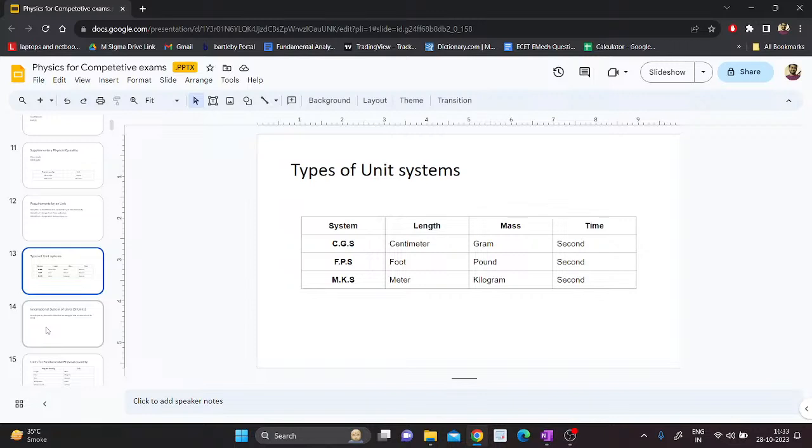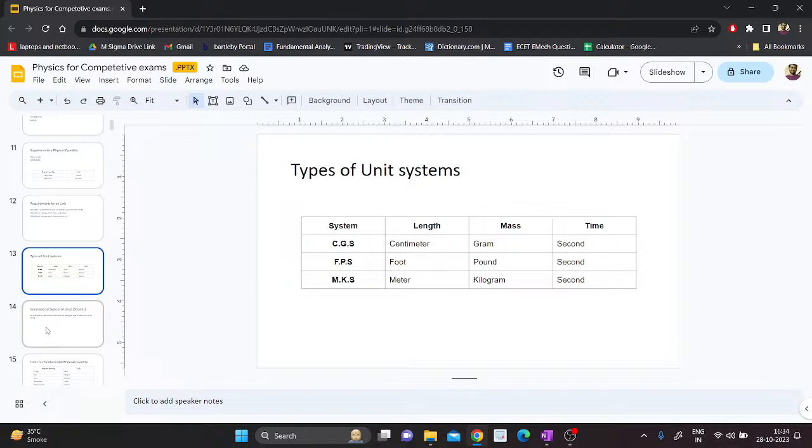There is the CGS system where length is measured in centimeter, mass in gram, and time in second. The FPS system where length is measured in foot, mass in pounds, and time in seconds. Similarly, the MKS system, length is measured in meters, mass in kilogram, and time in second. Understood, guys? So everybody was using different systems of units.